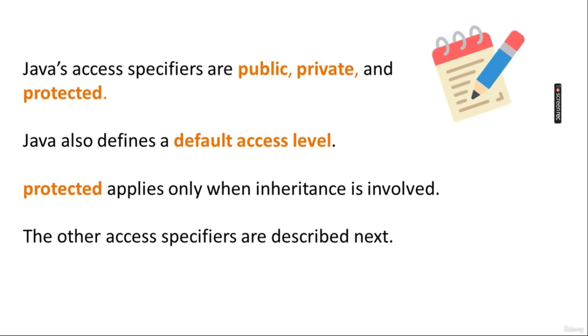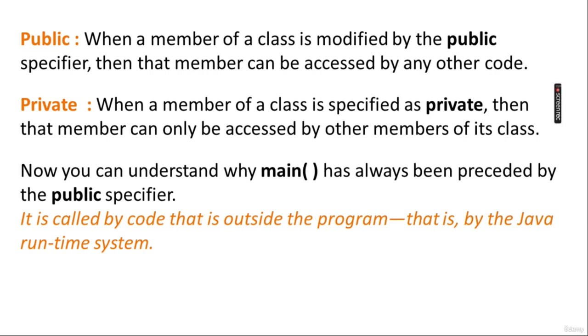Now Java's access specifiers are public, private, and protected. Java also defines a default access level. Protected applies only when inheritance is involved. So what we have to understand in this video are public and private. Protected is only related to inheritance, and the other access specifiers are described in the upcoming chapters. Public: when a member of a class is modified by the public specifier, then that member can be accessed by any other code in your project.